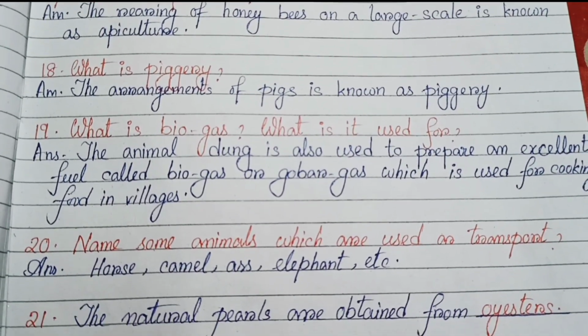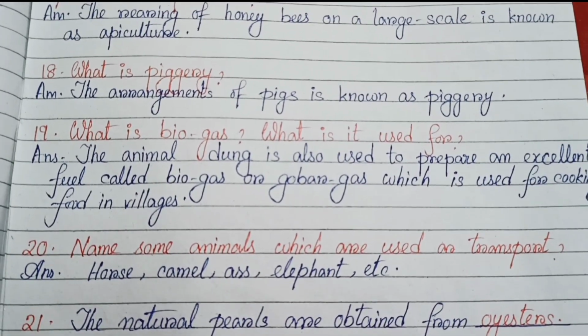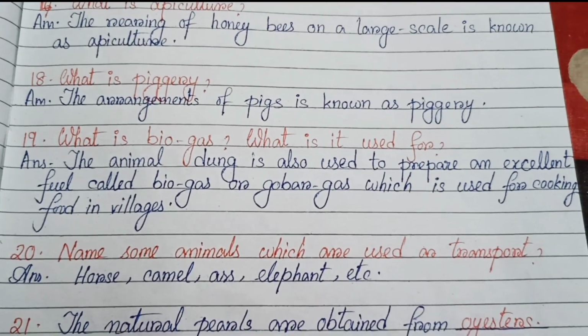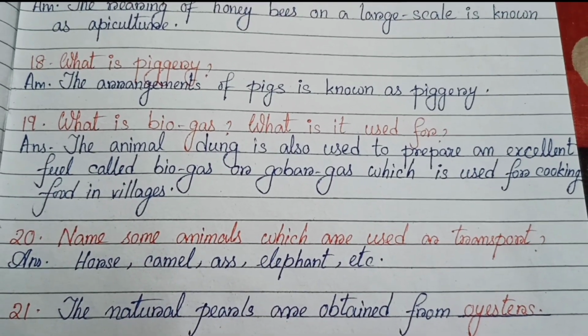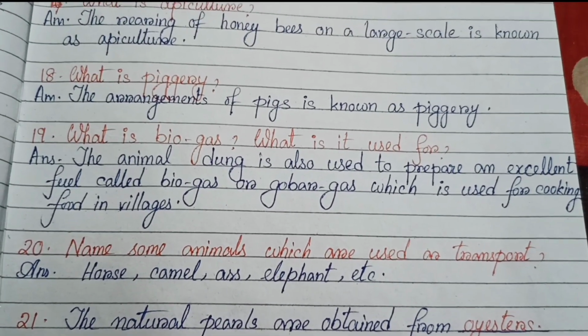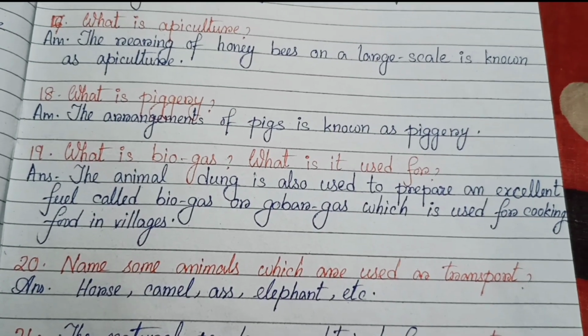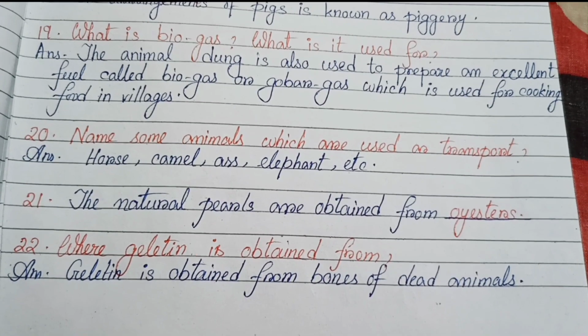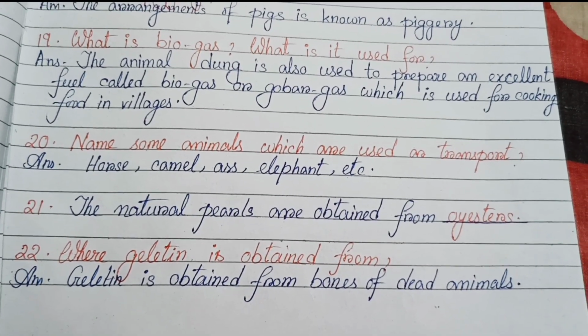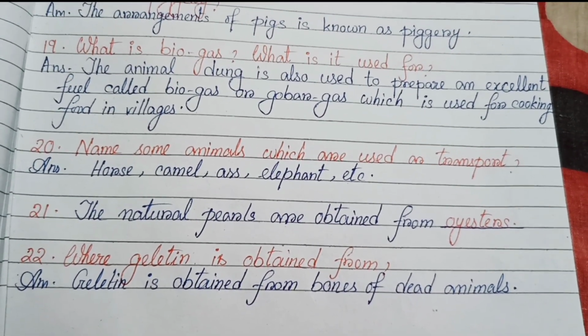Number 20, what is biogas? What is it used for? The animal dung is also used to prepare an excellent fuel called biogas or gobar gas, which is used for cooking food in villages. Number 21, name some animals which are used as transport: horse, camel, ass, elephant, etc.